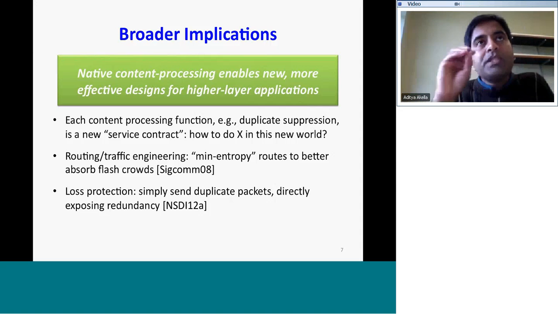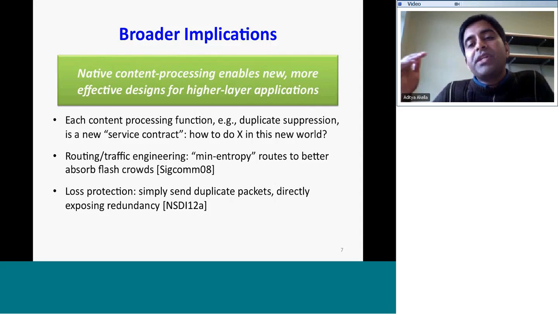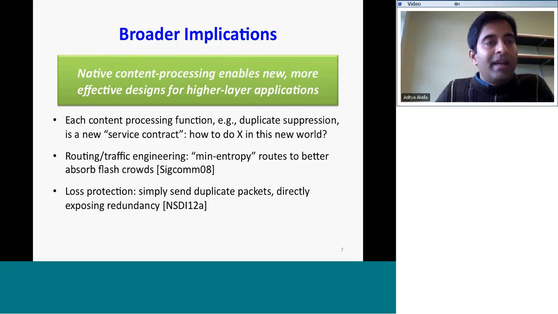But once you have in-network support for something like duplicate suppression, a whole new range of simple loss protection schemes become possible. And you can look at our NSCI paper from last year to do this. So this is another interesting thing. Once you have content awareness in the network, your whole view of how applications should be designed and whether classical things still make sense gets thrown out the window, and a whole set of new possibilities arise.